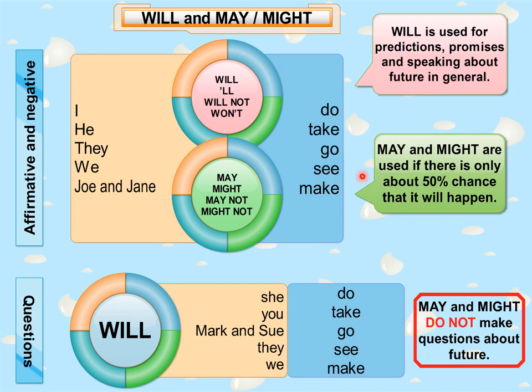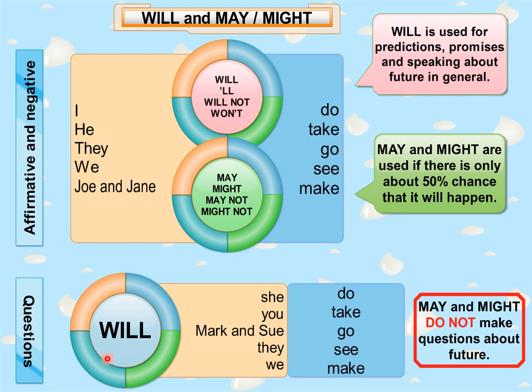For example, I can say, it might rain tomorrow. When I say it might rain tomorrow, it means there's only a 50% chance. It might rain and it might not rain. I can also say, Anita might be at home now. Also, I'm not sure. She might be and she might not be.